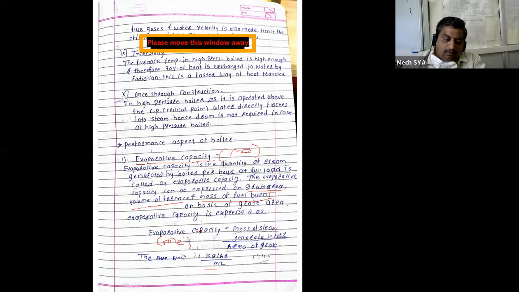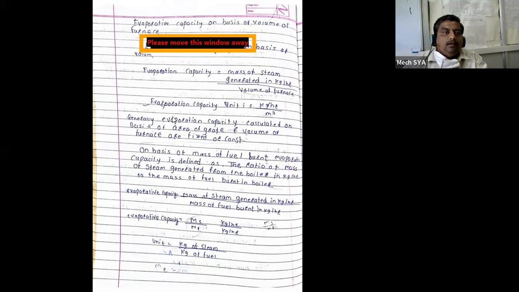Next, evaporative capacity we can also express on the basis of volume of furnace. Evaporative capacity on the basis of volume of furnace is the ratio of mass of steam generated in kg per hour divided by volume of furnace, and the unit in this case will be kg per hour per meter cube. That means per meter cube of volume of furnace, how much steam is generated from the boiler.